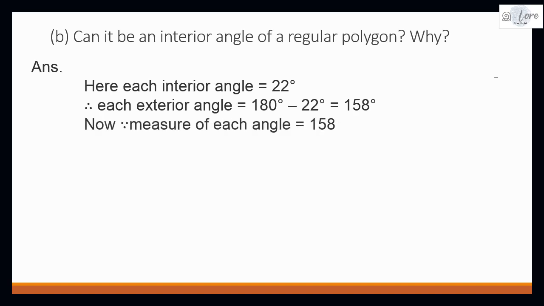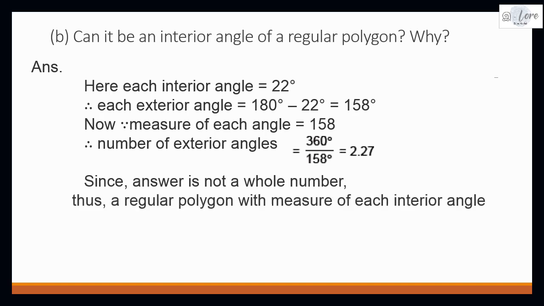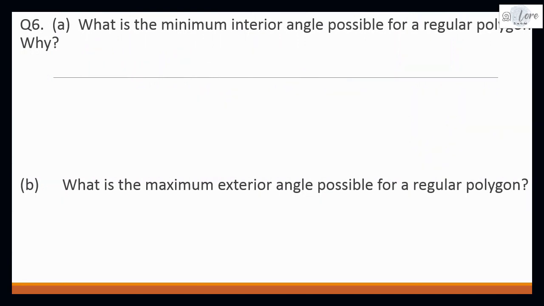Now since the measure of each angle is equal to 158, we have to get the solutions. 360 divided by 158 gives the answer as 2.27, which is not a whole number either. If it is not a whole number, the 22 degree will not be an interior angle also. So a regular polygon with the measure of each interior angle as 22 is not possible. So the measure of 22 degree is not an interior angle. Similarly, it is not an exterior angle.